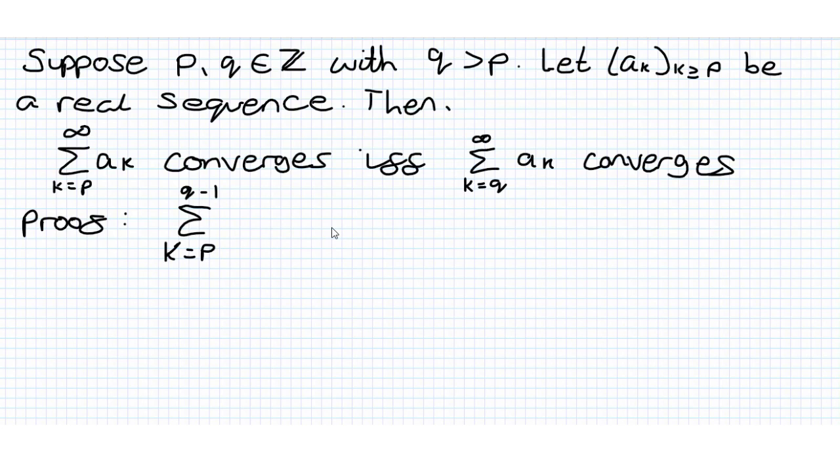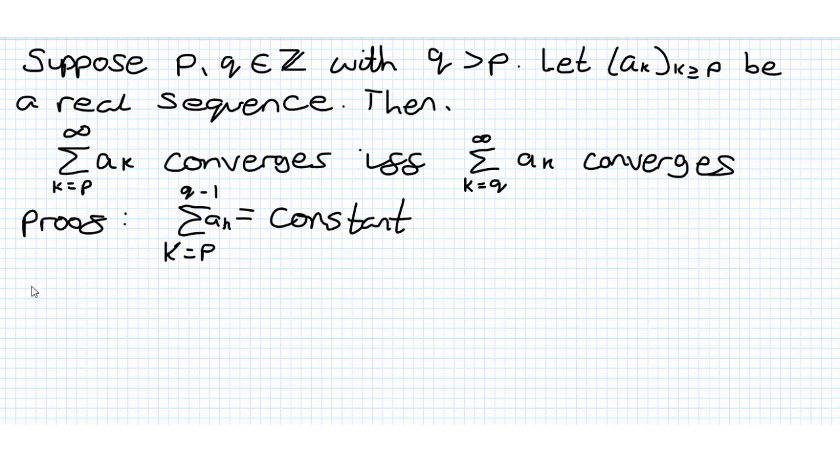Well, this is a partial sum, so a finite number of AK, so this is equal to some constant. It's equal to some real number. It doesn't matter what P and Q are, because they're defined to be integers, so Q minus 1 is not infinity.